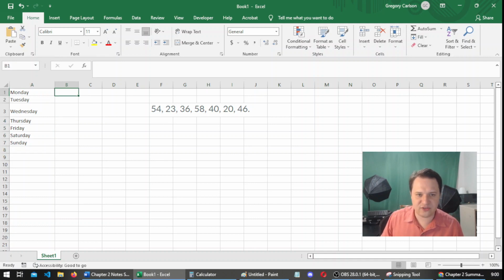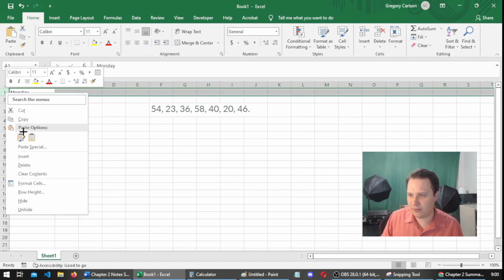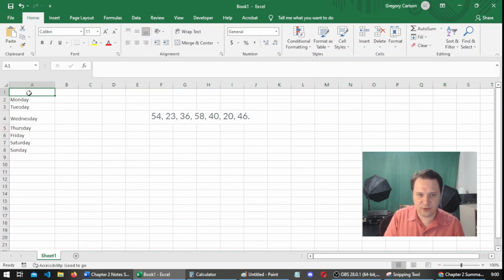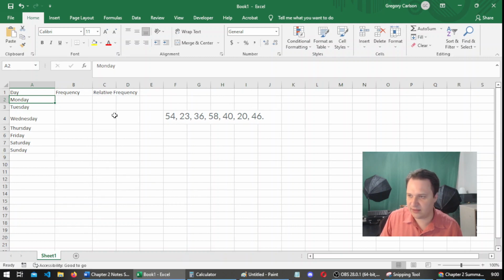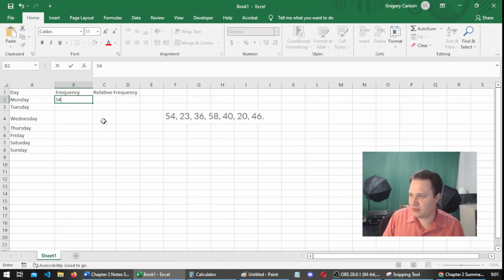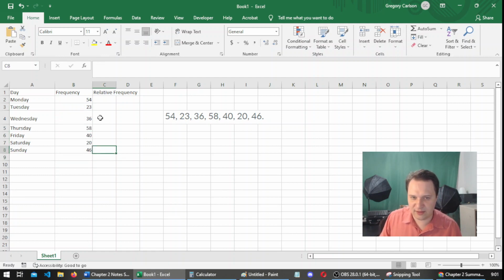So I'm going to start by just making the frequency table. So here we have our day. Let's do a frequency, and then we will do the relative frequency because they want us to make a relative frequency table. So notice I can just click and drag and drop to shrink the width and the length of these values. Okay, so I'm just going to type in the values right here. Easy enough. Okay, so there's our frequency table already done.